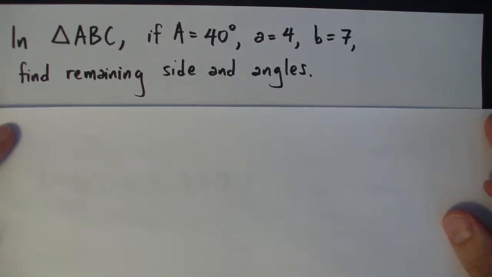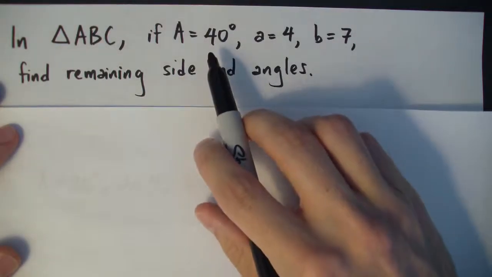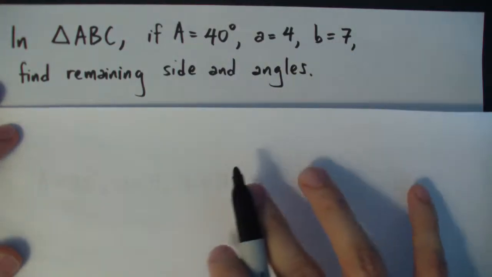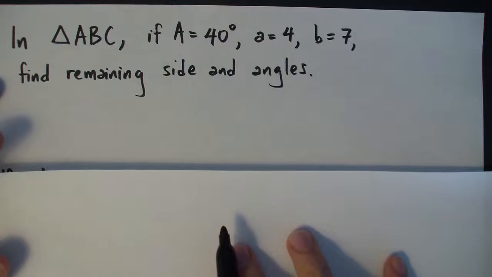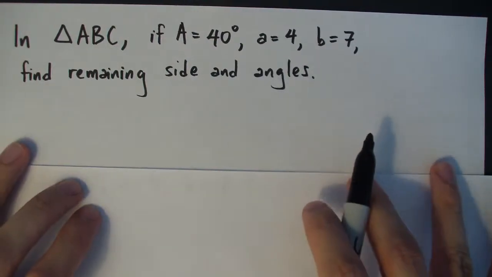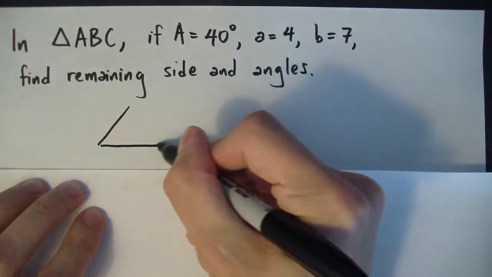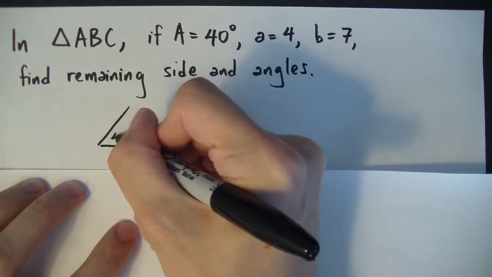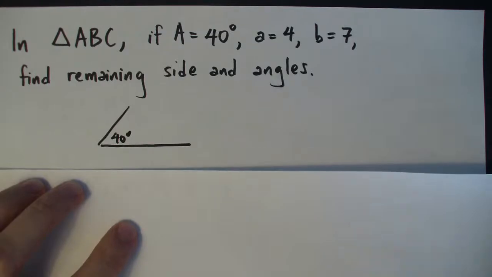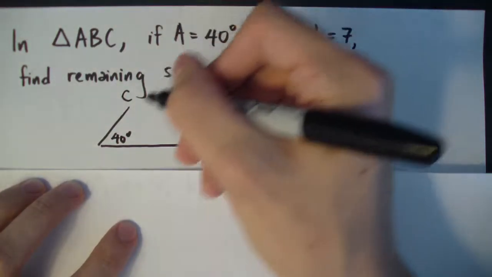Let's look at another case that's solved using the law of sines. In this case, we're given an angle and two sides. So let's draw a picture to see what we're dealing with here. So we have angle A is 40 degrees, and we'll put C up here.